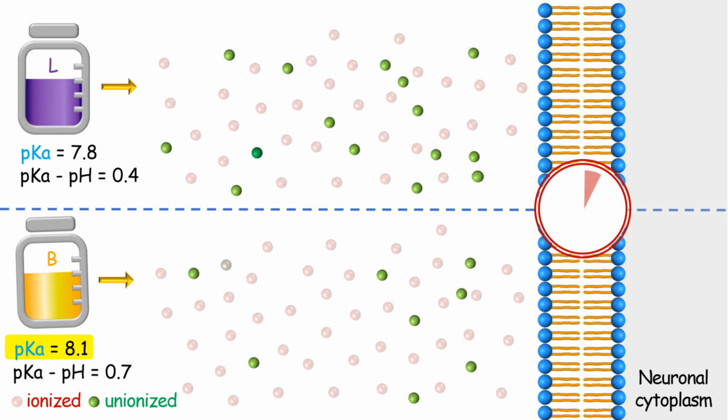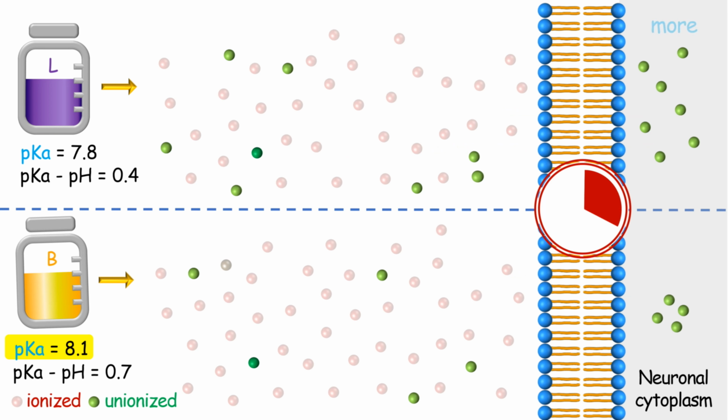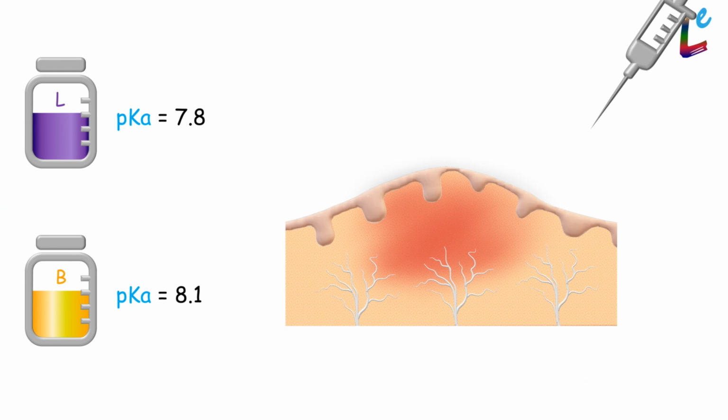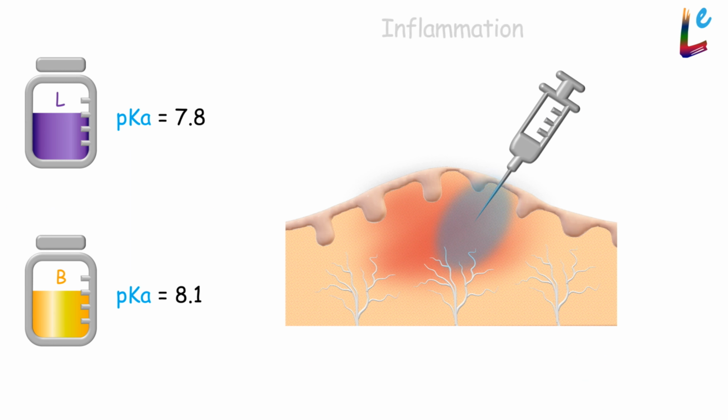Since more unionized molecules are available for drug L, its rate of diffusion will be greater compared to that of B. Can you guess the effect? The onset of action of L is likely to be faster than that of B. Let's go one step further and see what happens in inflammation.